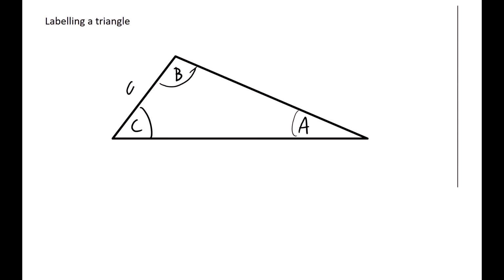So my side A will go here, and that will be a lowercase a. Angle B is here, so my side B is here. Angle C is here, so side C is here. So remember, angles always opposite sides. Angles are uppercase and sides are lowercase.